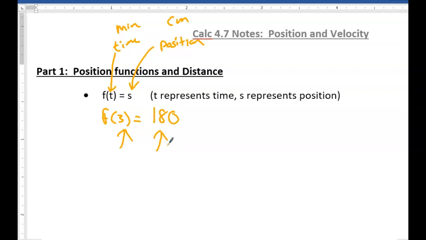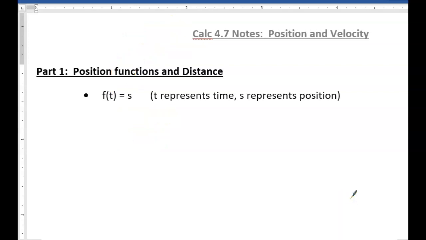Now, what do I mean by 180 units? Well, in this class, we're almost always going to be talking about this stuff in terms of where it's located on an axis, like either an x-axis or a y-axis. So if we were talking about a vertical axis, then at 3 minutes, it would be 180 spaces high. Okay? So that's what a position function is. It's a function that tells you the position of an object at some particular point in time.